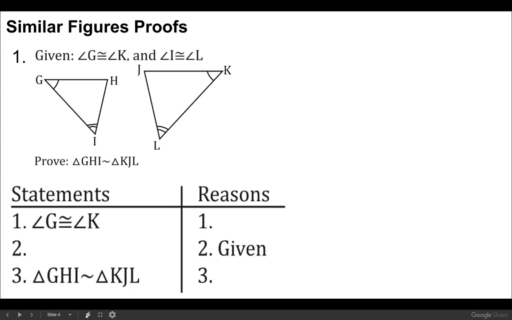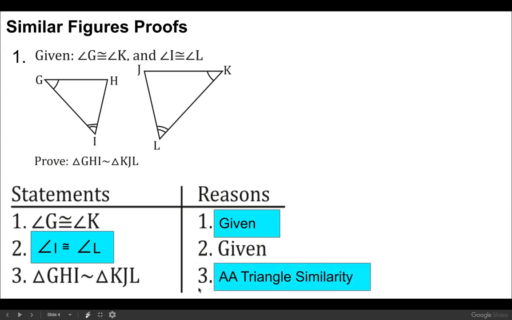We always start with our given statements. So our first statement was given. We actually have two pieces of given information. And that is enough to prove these triangles are similar. One of our theorems is angle, angle. We have two pairs of corresponding angles, so that has proven these triangles are similar. Angle, angle. So two pairs of corresponding angles.